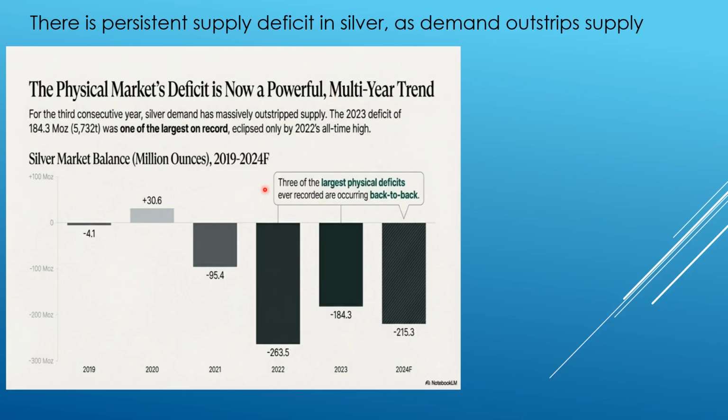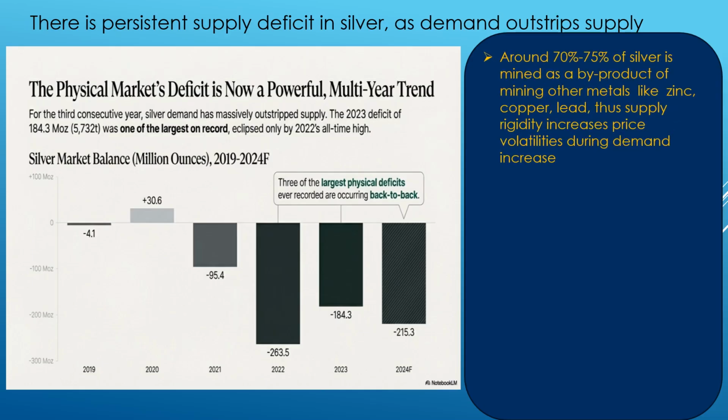This graph shows the silver market balance in million ounces from 2019 to 2024. See, there is a persistent supply deficit. 3 of the largest physical deficits ever recorded are occurring back to back. Even in 2025, there is a supply deficit.